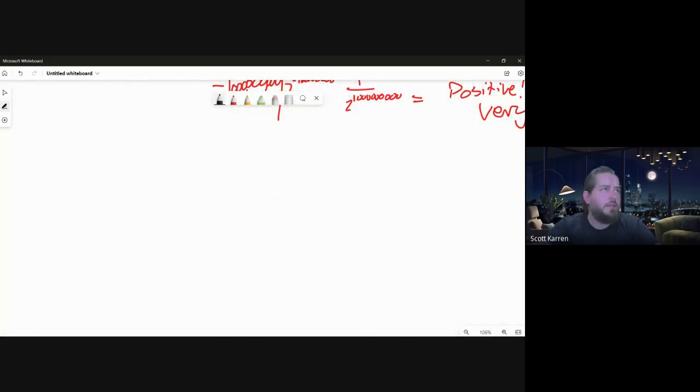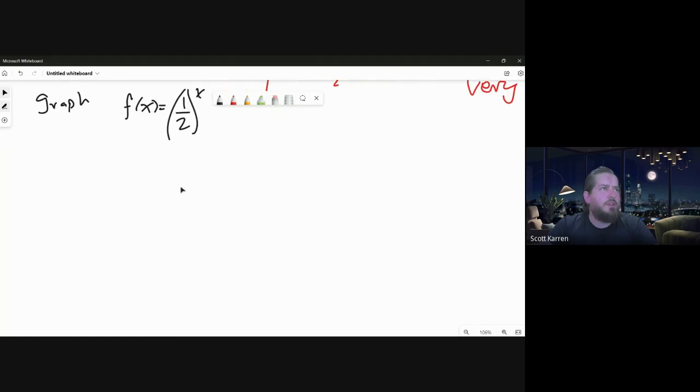Okay. Well, let's take a look at this one, 1/2 to the x. We'll go about it the same way. I'm going to get some x values and then figure out their y values.